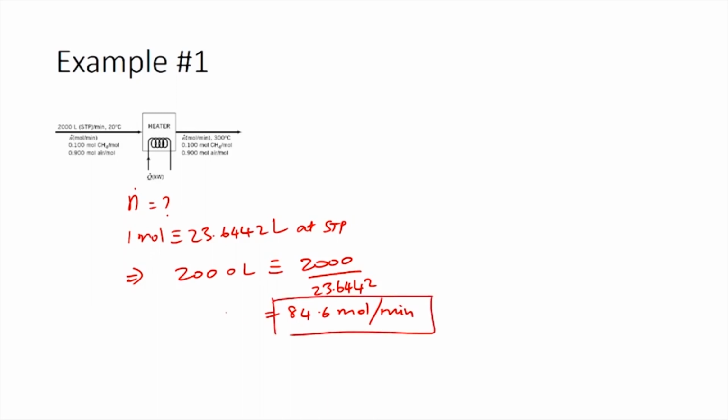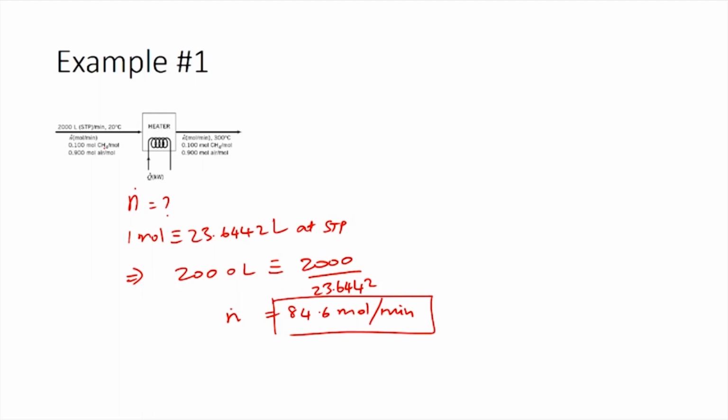So, this is your N dot. Now that we have the number of moles coming in and leaving the system, we can perform all the other energy balance calculations. Here, there are no material balance calculations required. So, the first step of performing material balances is not required.